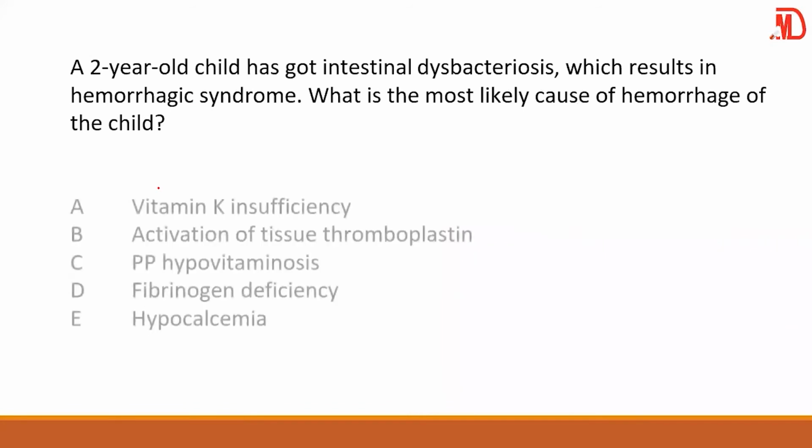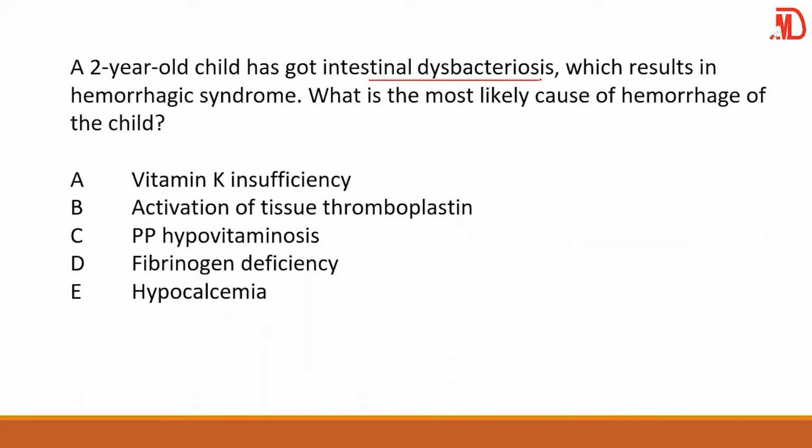A 2-year-old child has intestinal dysbacteriosis. Intestinal dysbacteriosis is an imbalance of microflora inside the intestine. Don't forget, every human being has some sort of microorganisms in their body or in their intestine. But when there is too much disorder between the microorganisms there, it can cause what we call dysbacteriosis. And they said that it resulted in a hemorrhagic syndrome.